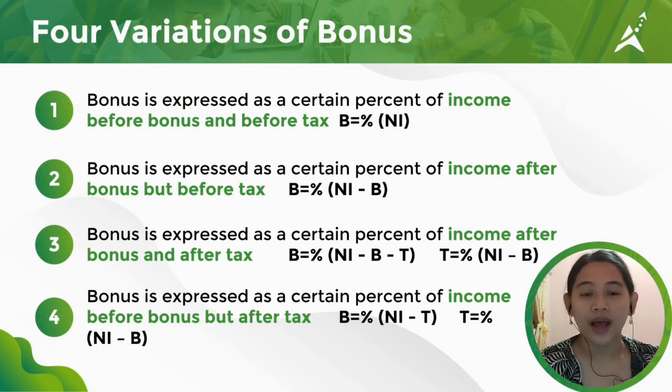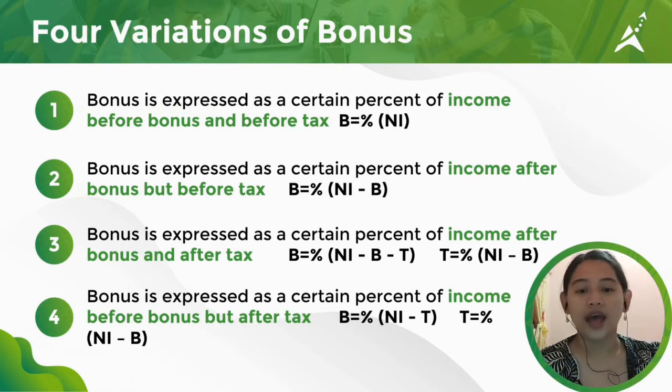So, dito, nagbigay ako ng mga formulas. Itong formula na ito, galing ito kay Sir Win sa YouTube channel niya. So, these are algebraic equations. First, paano ba naging B is equals to percent times NI? So, B is represented by bonus. Percent represented by percentage of bonus. And NI is represented by net income. Tapos, sa ibang formula natin, meron din tayong mapapansin na T. Yung T na yon is yung tax.